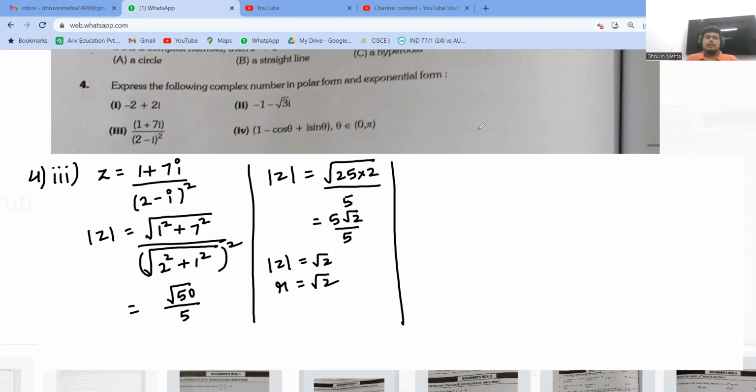Now let's come to the argument. So what will we do with the argument? The argument of the numerator minus the argument of the... I am not able to hear you clearly.